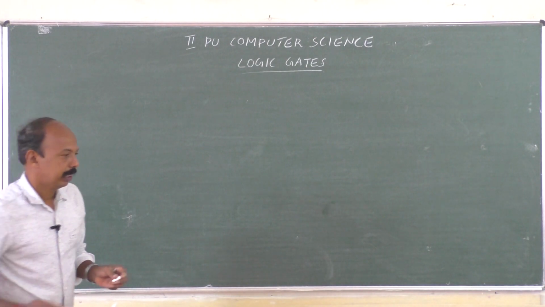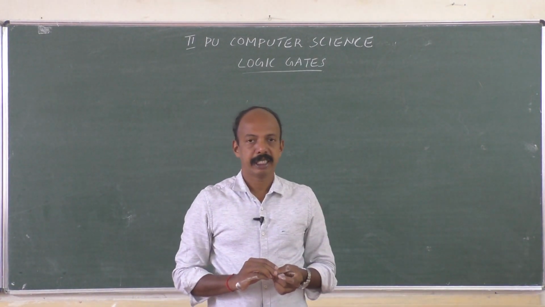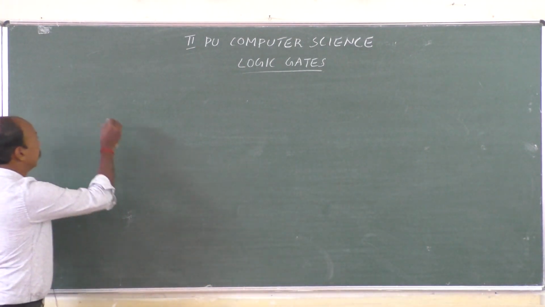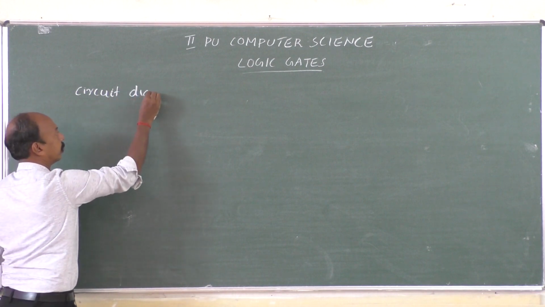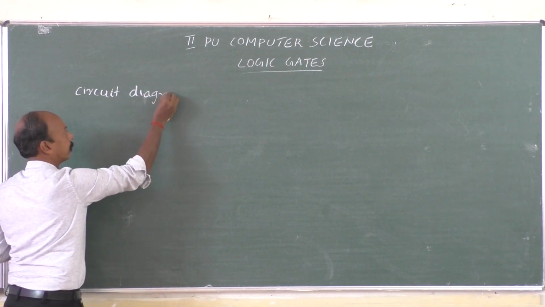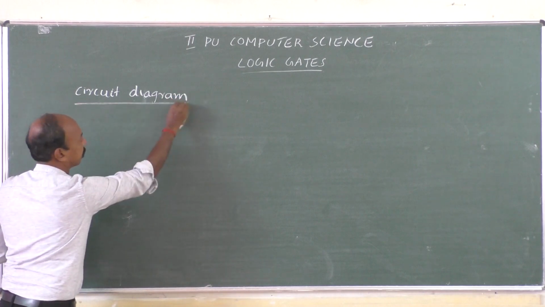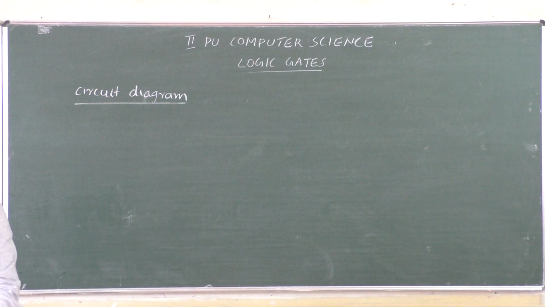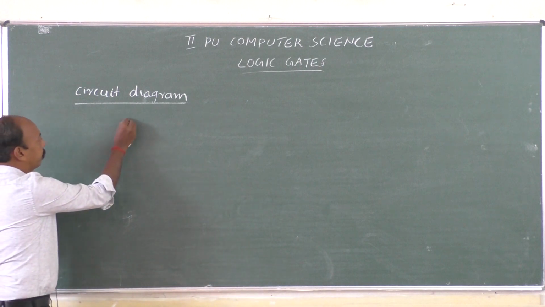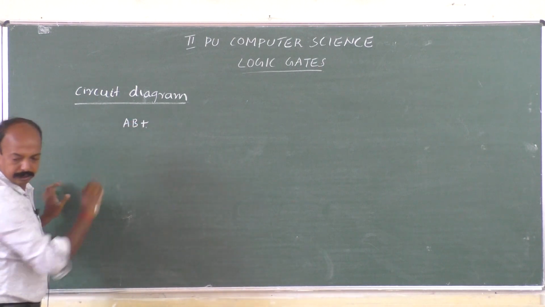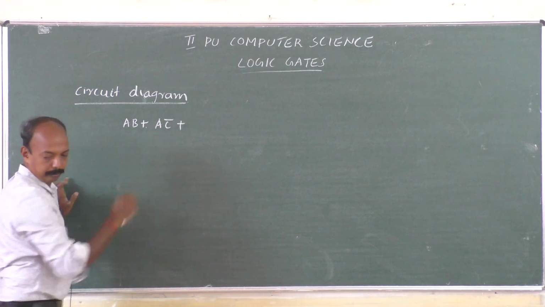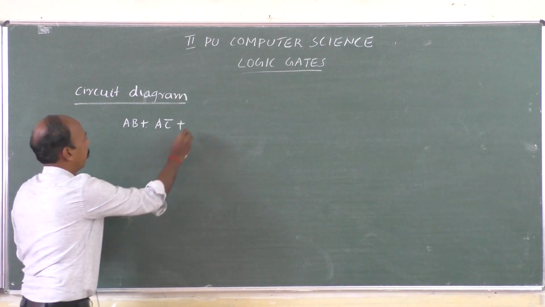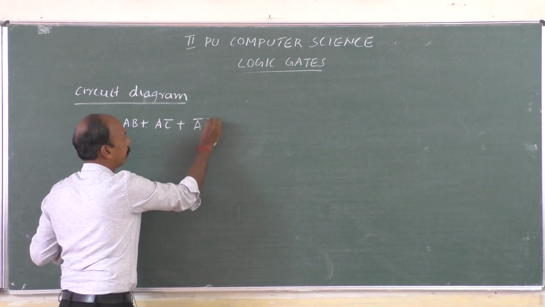In Boolean algebra, we have seen the circuit diagrams. Let us just recall that, drawing the circuit diagrams. One simple example we shall take. Let me take an example: F is equal to AB plus AC bar plus A bar B bar C.